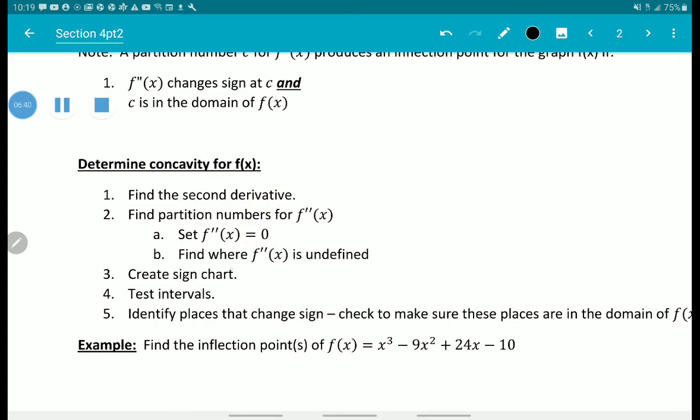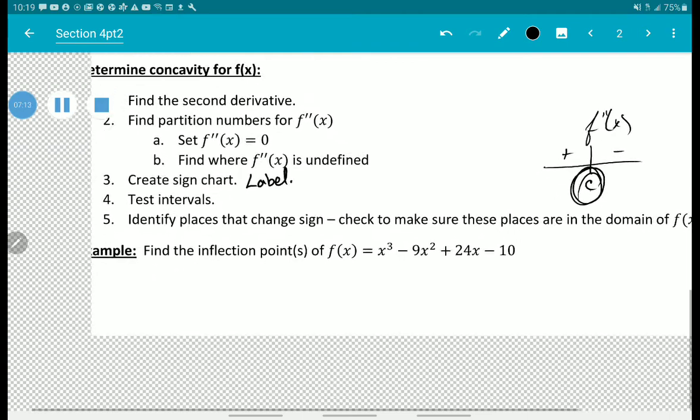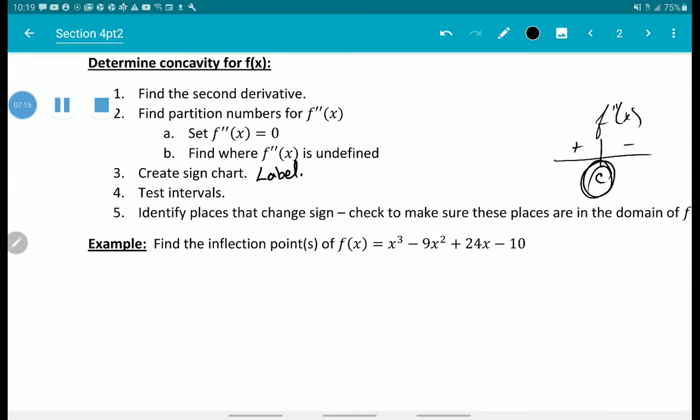Then you're going to create a sign chart for the second derivative. Make sure you label this, because now we're going to have a sign chart for the first derivative and the second derivative. And then we're going to test the intervals. And then we're going to see where there's going to be a change in concavity. If it changes from a positive to a negative on that sign chart at some value c, then that c value is where we have a change. But keep in mind that that number has to be in the domain of f of x. So let's do a few examples to make this a little bit more concrete.